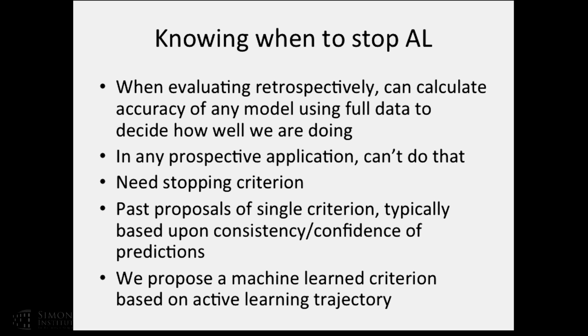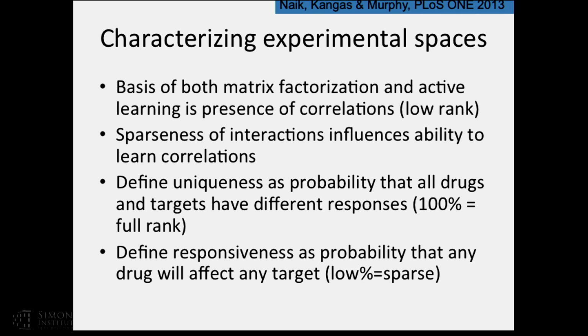But in the real world, of course, the whole point is to avoid doing all those experiments, and you don't have an estimate of the overall accuracy other than what you get from what data you have, all right? So we need a stopping criteria, stopping rule or something. Typically in the past, there have been proposals for a single criterion, like, how consistent are the predictions, or something like that, okay?